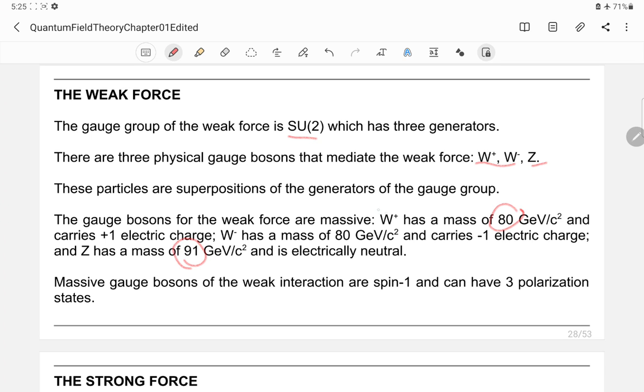By the way, the W bosons have charge of 1 and -1. So the massive gauge bosons of the weak interaction are spin 1 and can have 3 polarization states. The 3 polarization states are a consequence of being massive. The photon is a massless particle and it has only 2 polarizations.